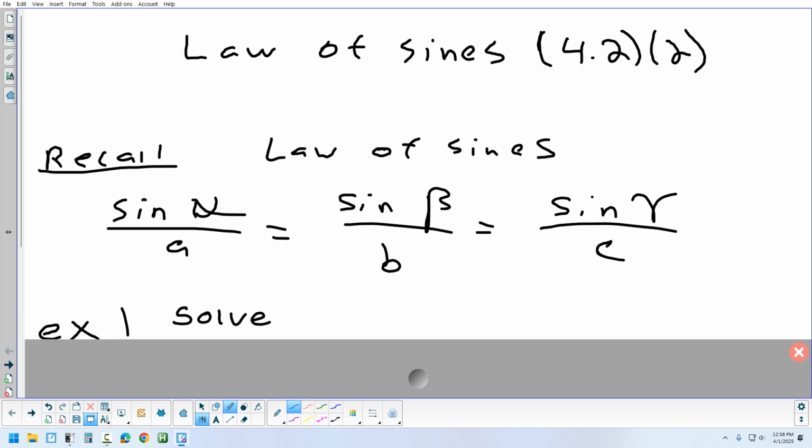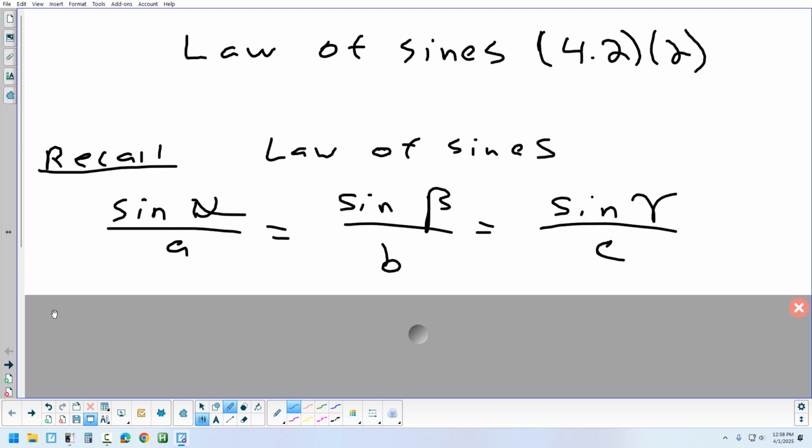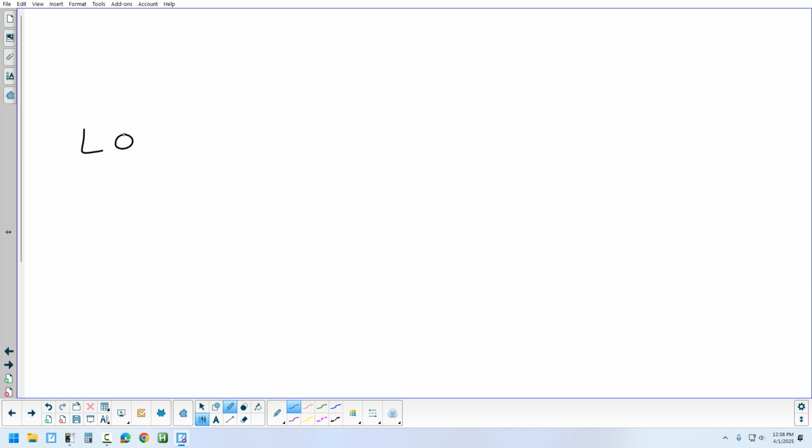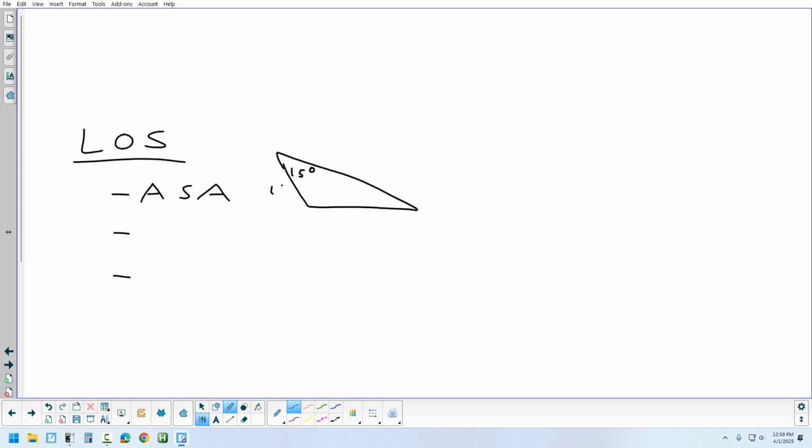All right. When we're doing a law of sines problem, we learned that there's three cases. Can somebody remind me, what's one of the cases we did yesterday? Angle, side, angle. So we did angle, side, angle. And that would look something like this. Angle, side, angle. Be a problem like that.